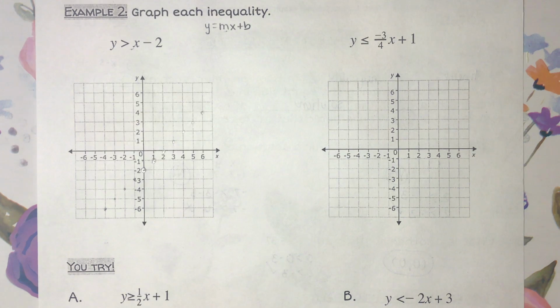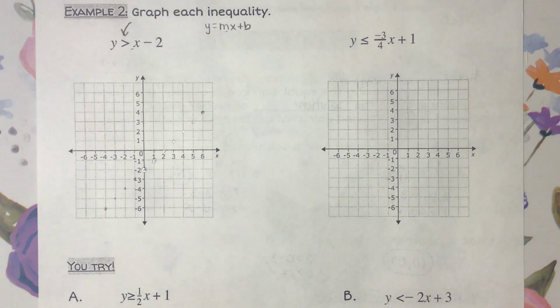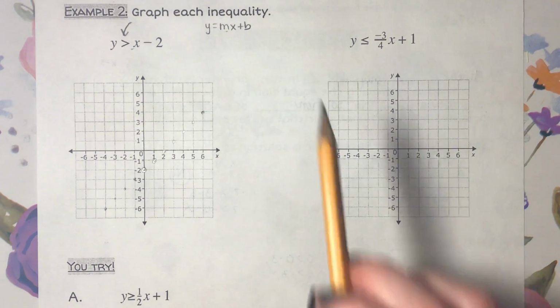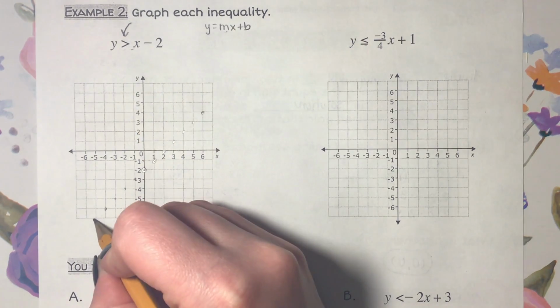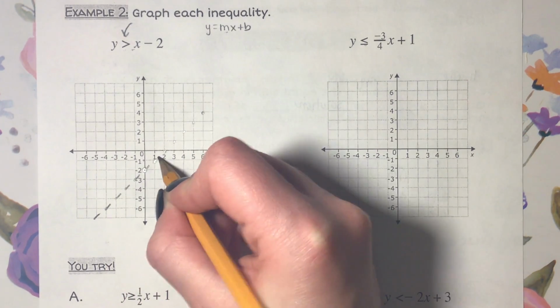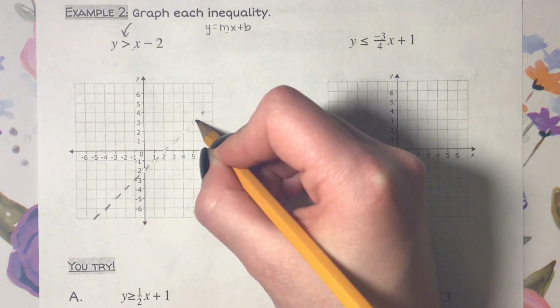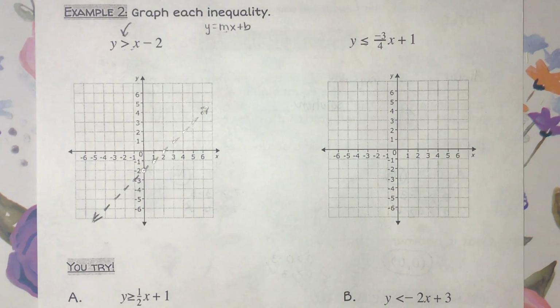Then I want to determine, is this line going to be solid or dashed? Look at your inequality. Because there is no line underneath it, over here there is a line underneath it, but there is no line underneath this one. That means this is going to be dashed. And just do your best on that part. I know it's not going to be the most beautiful thing in the world.